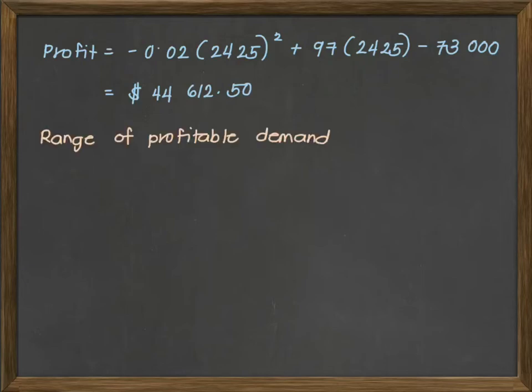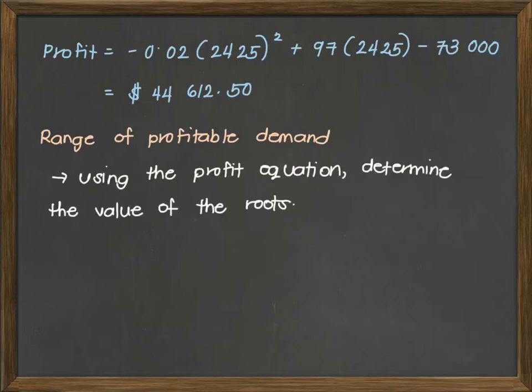Now, this is the maximum profit the company can get. Now, we have to know the range of profitable demand. So, since hindi na siya straight line based on our second case, so we want to know ano ba yung range na magbibigay sa atin ng profit based on the number of units. Now, using the profit equation, we can determine the value of the roots.